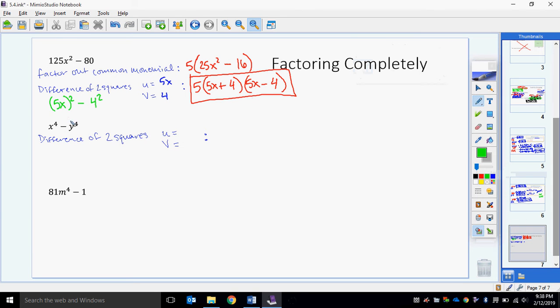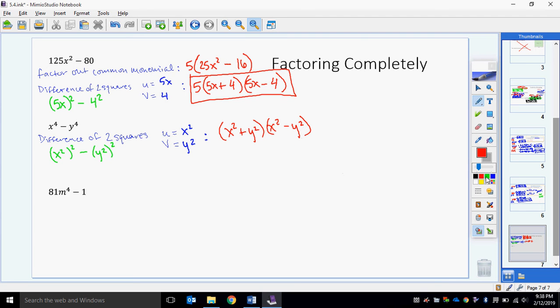So what things are being squared though? Because I see to the fourth power. Well, this can be written as x squared being squared and y squared being squared. Hey, now I have two things being squared, right? I can pick out my u and my v. The first thing being squared is x squared. Second thing being squared is y squared. So now I'm going to follow my pattern for difference of two squares. Two sets of parentheses. One's plus, one's minus. And fill in your u and fill in your v.